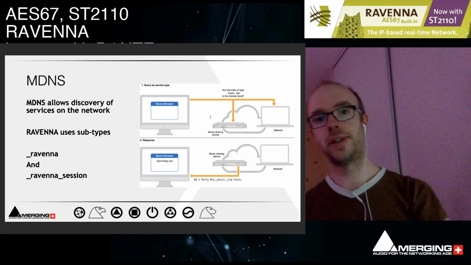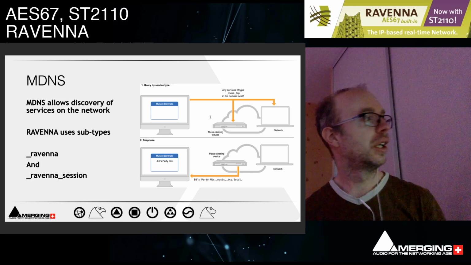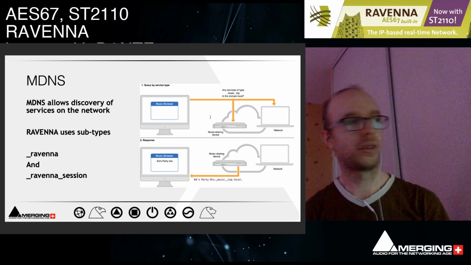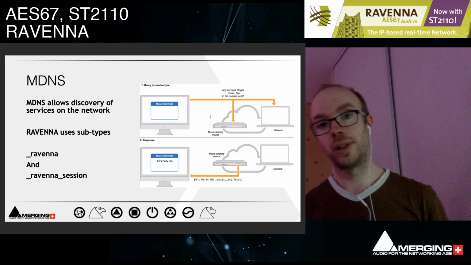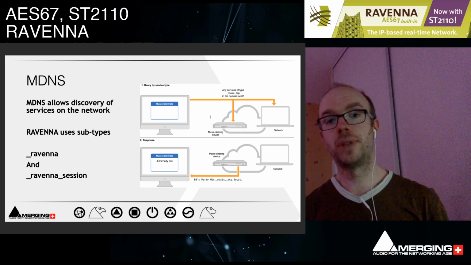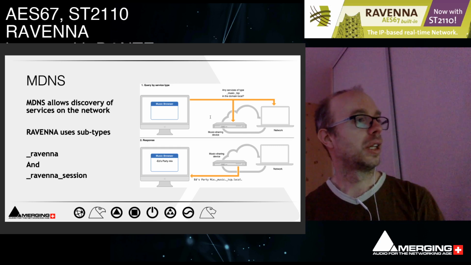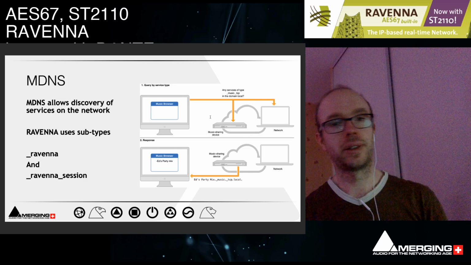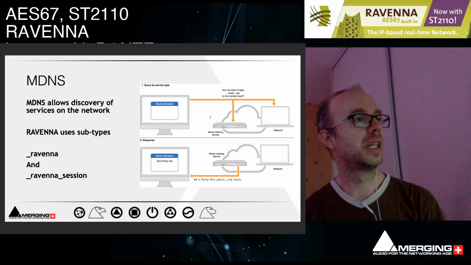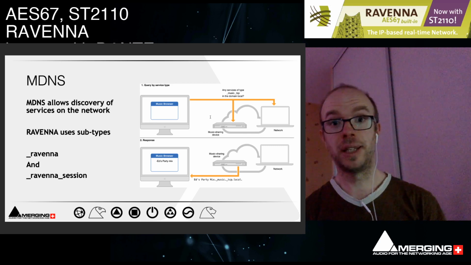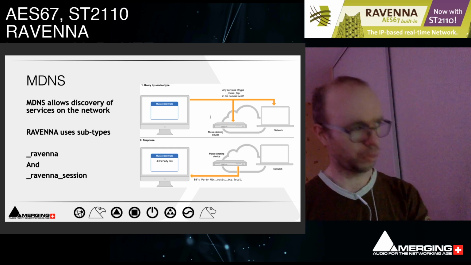So that's it for the AES67 technologies, and then there's the RAVENNA thing. RAVENNA is using mDNS on top of that. That is, how do I find the different addresses, the different streams that are on my network? I can use a pen and paper, and it works well, but I might want something easier to use, and this would be, for instance, mDNS.